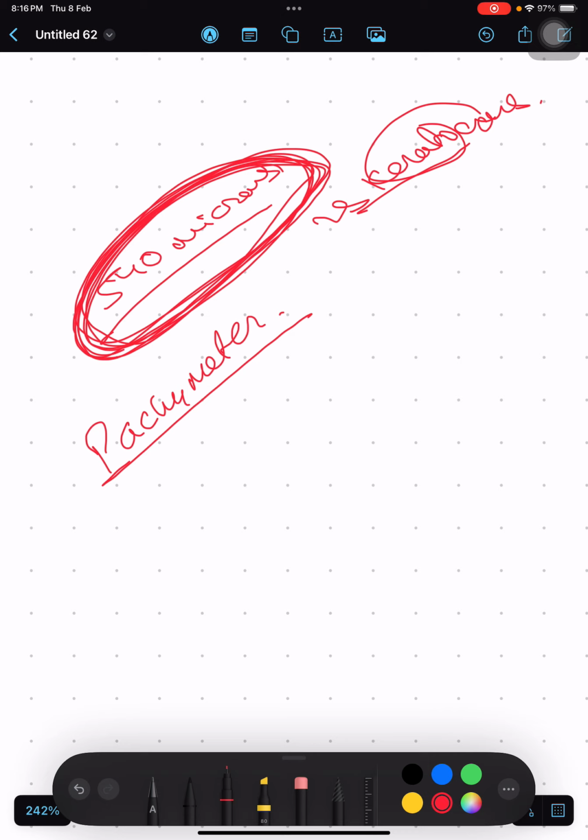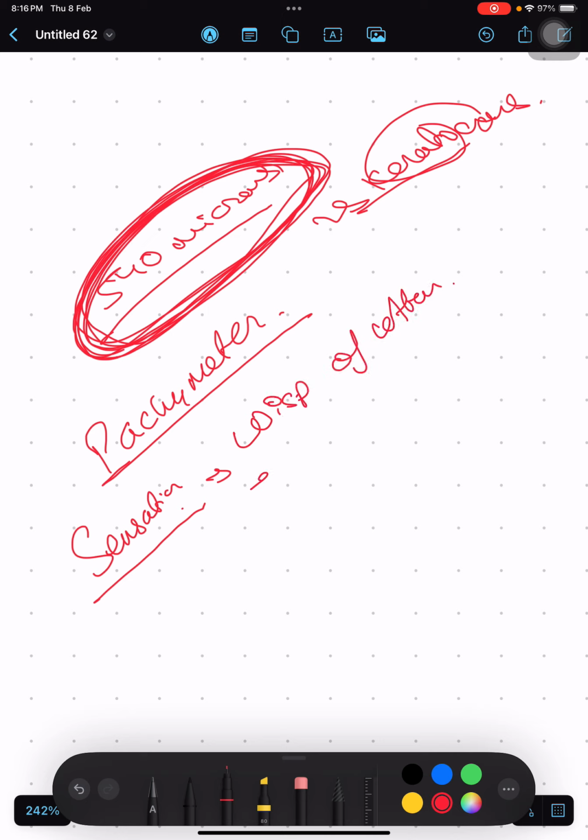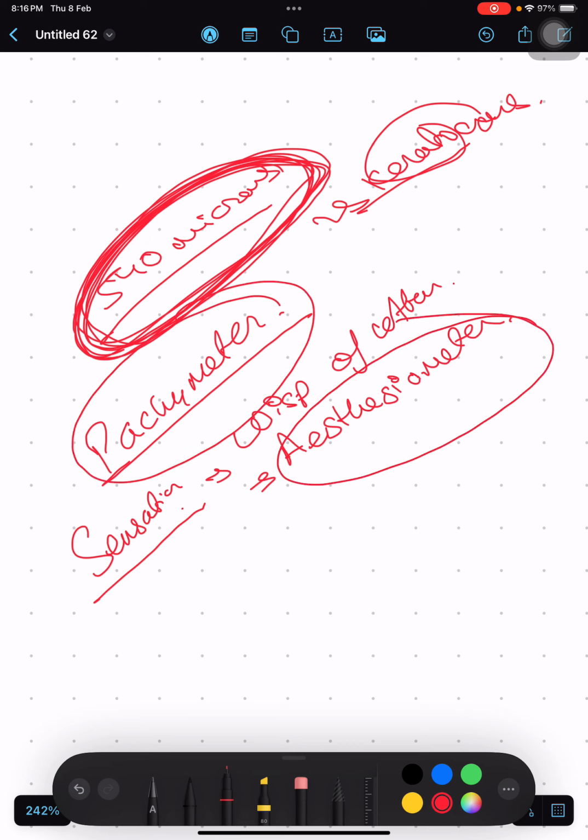And if I have to look into the sensation of the cornea, then I can either look with a wisp of cotton that you have done in the basic sciences, or you can use something which is known as an aesthesiometer. I'll be showing you the picture of this pachymeter, aesthesiometer, pentacam, or Placido's disc in other sessions of cornea.